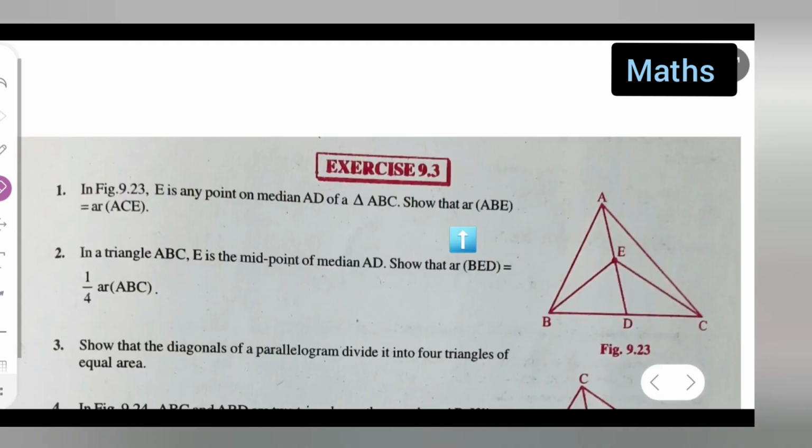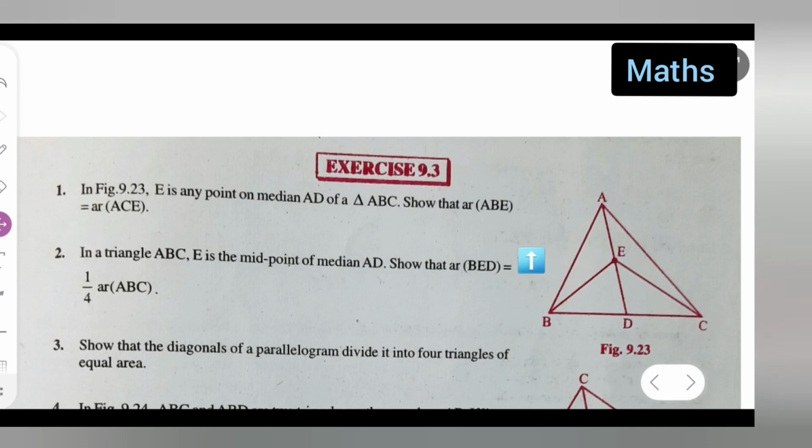So question number 1 is what? First you can take down the question, that is exercise 9.3 question number 1. In figure 9.23, you all can see the figure, E is any point on median AD. So next, what is given to you all: show that area ABE is equal to area ACE.